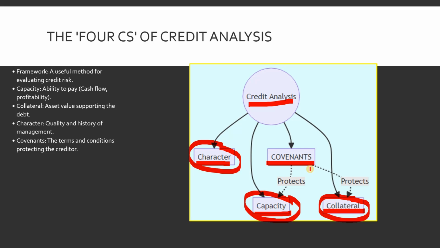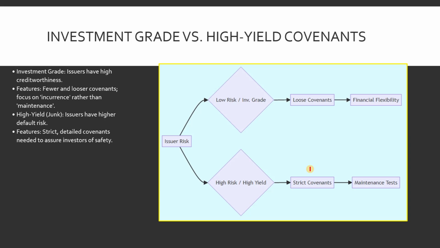Now let's talk about investment grade and high yield covenants. Not all bonds have the same covenants. It depends on who is borrowing. Investment grade companies, like massive stable corporations, usually have loose covenants. Investors trust them, so they get more freedom. However, high yield issuers, sometimes called junk bonds, are riskier because they have a lower margin of safety. Investors demand strict, detailed covenants. This might include maintenance covenants, where financial ratios must be met every quarter. If you lend to a risky borrower, you need tighter rules.